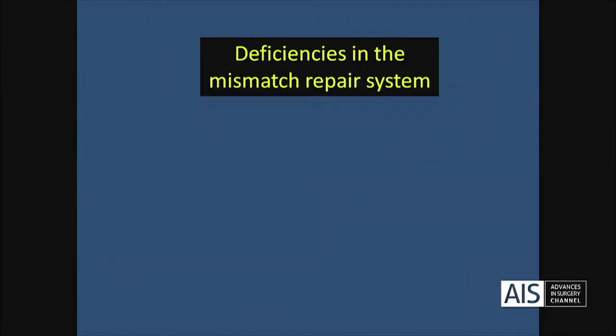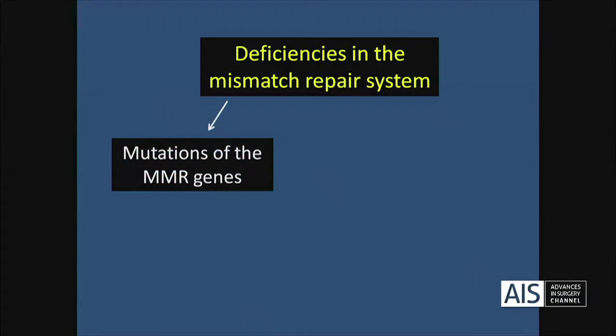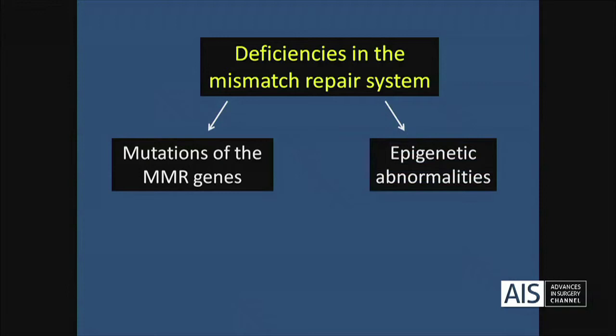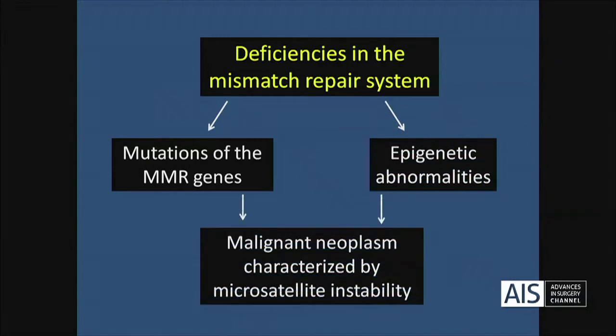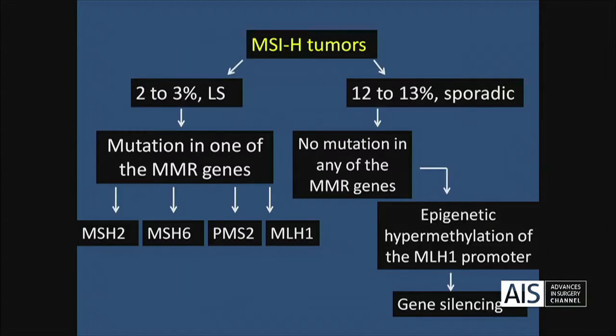So any time that we have deficiencies in the mismatch repair system, it could be related to two possible causes. One is the presence of mutations in the mismatch repair genes that code for those proteins that I just talked about. Or it could also be the result not of mutations in the DNA, but things that happen after replication has finished. And this is what we call epigenetic abnormalities. In any case, by both problems, we get to a tumor that has microsatellite high instability. So there's two types of microsatellite unstable tumors.